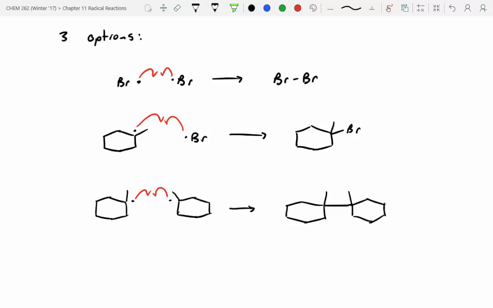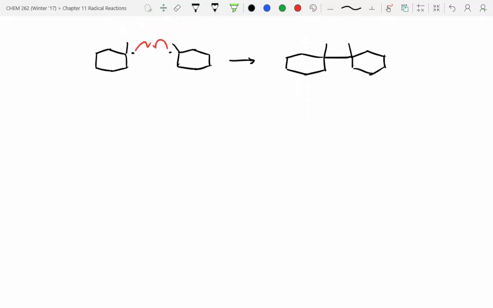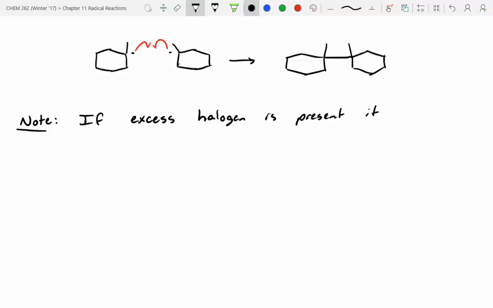All right. One important thing to note, though, is if you add in an excess amount of reagent, it'll keep on going and find more sites where it can react. So let's take an example of this. So let's make a note. If excess halogen is present, it will continue and react at the next best site.